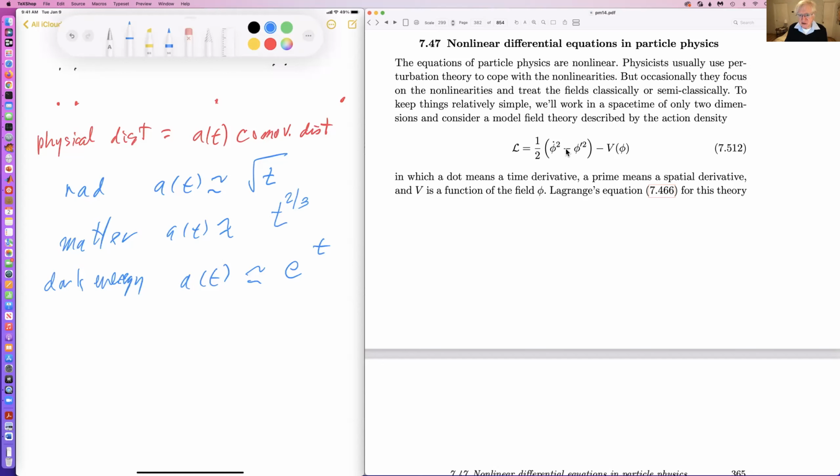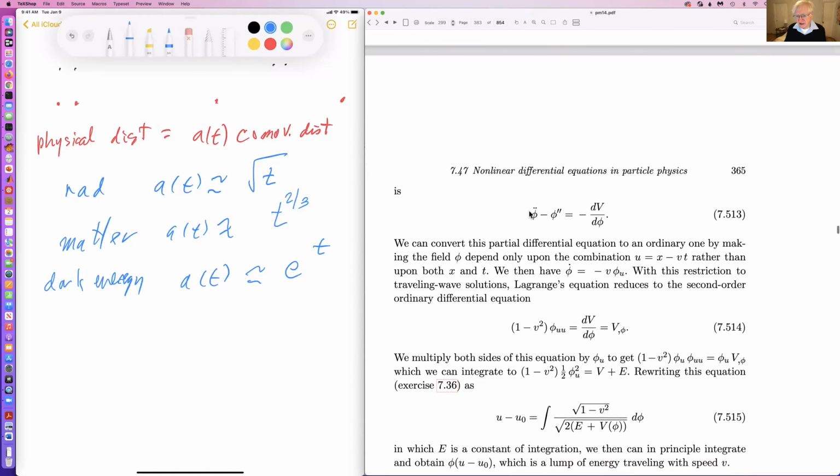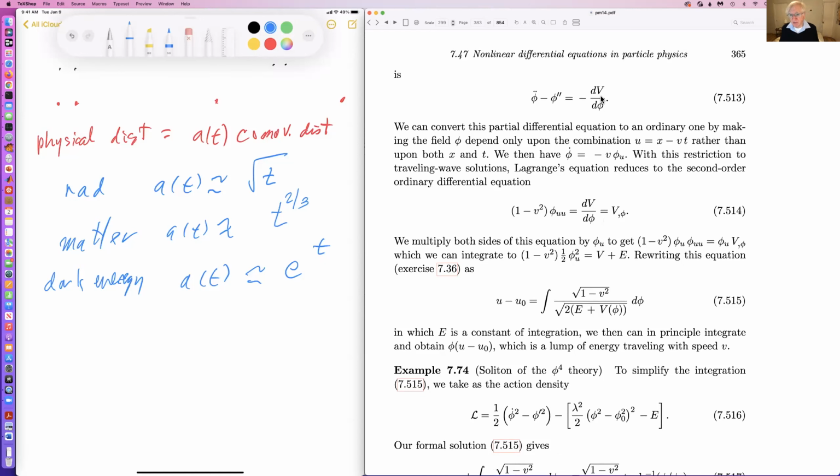And here's the potential energy. This is the action density, or the Lagrangian, and it's the time derivative squared minus the space derivative squared. And Lagrange's equation then is this equation here. And now this is a partial differential equation. Of course, what you can often do is convert a partial differential equation to an ordinary differential equation by saying that the field depends only upon a particular combination of the independent variables, in this case, x minus vt.